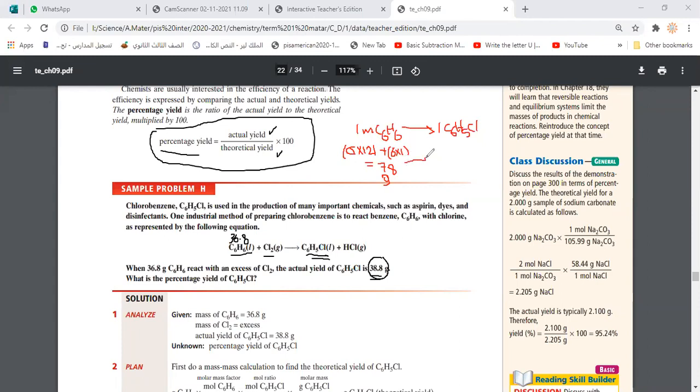Let's count this one here. So 6 multiplied by 12 plus 5 multiplied by 1, plus 35.5 for chlorine. So it equals? I will calculate.